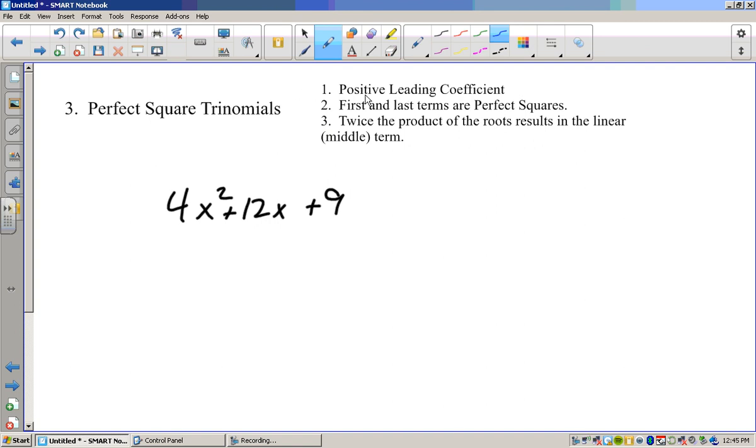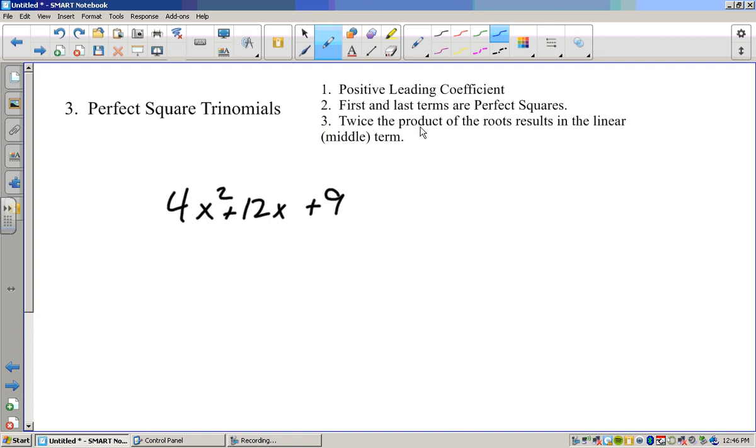First and foremost, there's a positive leading coefficient. So 4 is positive. That's good. The first and last terms are perfect squares. Now, 4 is a perfect square because if you take the square root, it comes out to a whole number. 9 is a perfect square because if you take the square root of that, it comes out to a whole number. So that's what we're looking for.